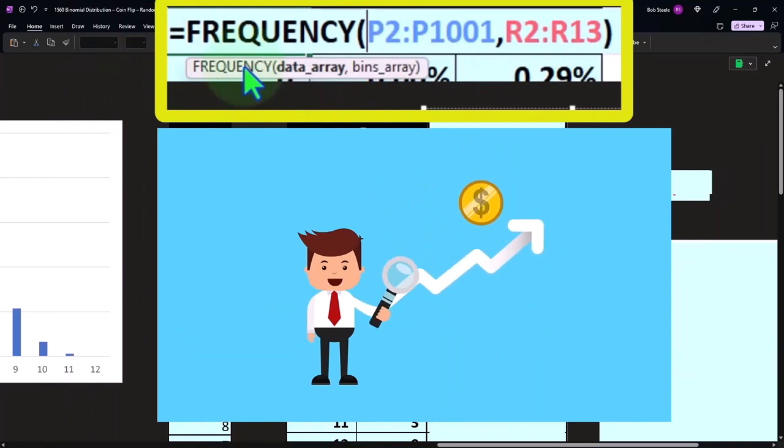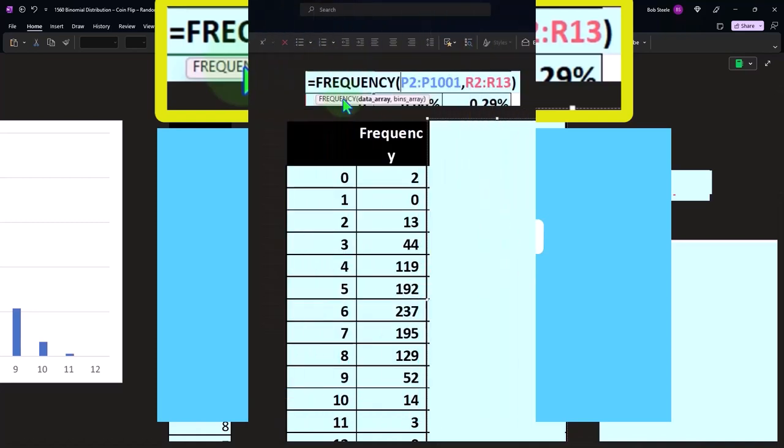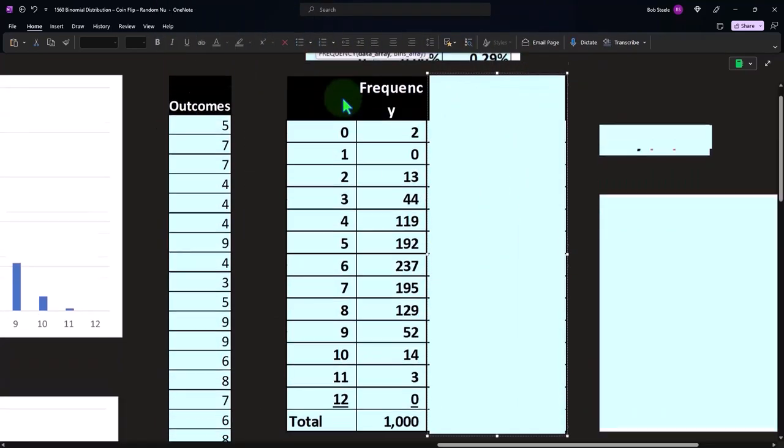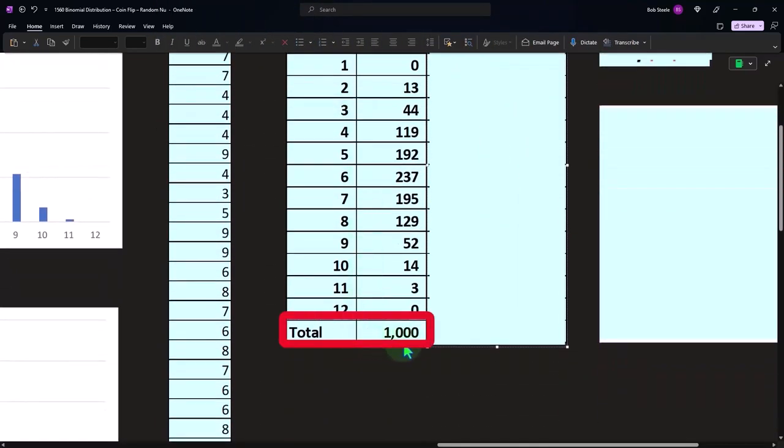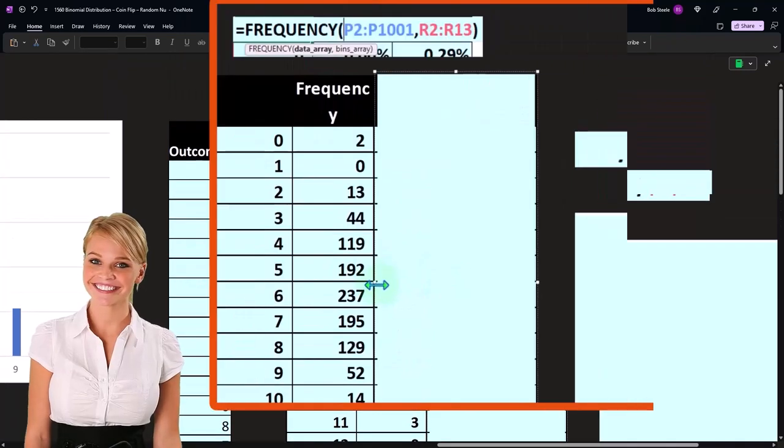It's an array function, so it's kind of a fancier function. If you want to check that out in Excel, we will do it there. But if I sum up the columns, it should come out to 1,000. Why? Because we ran 1,000 flip tests. So that's our check figure.